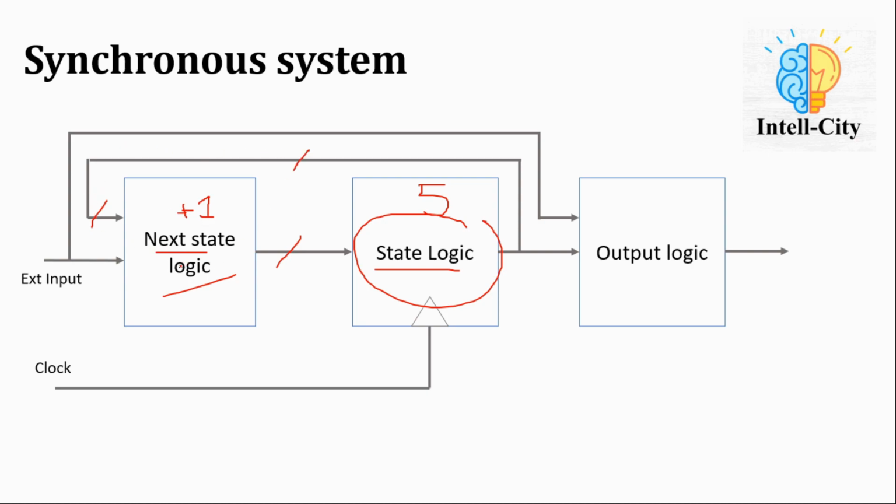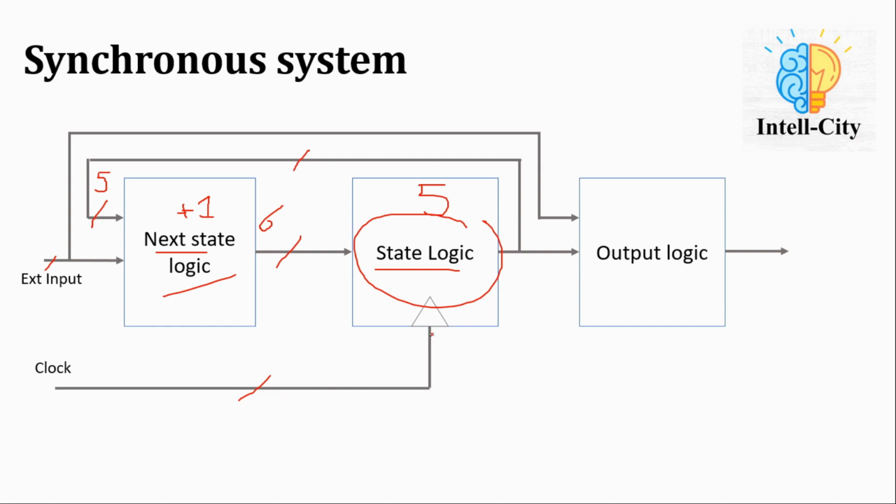As we can see, the next state logic block depends on two inputs. One is the external input and the other is the feedback path from the state logic block. So 5 is coming here, and the next state logic block adds 1 to this input, so it becomes 6. Then 6 will be provided to the state logic, but only when the positive edge of the clock is detected, because this is sequential logic, which works on the positive or negative edge of the clock.